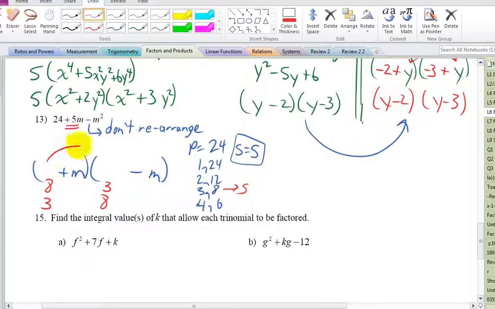the multiplication of the first number times the negative m would give us a negative. So where do we want the 8 to be? In order to be positive, we want the 8 to be at the back. That way we're going to get 3 times negative m, negative 3m. If the 8 is in this location, we will get 8 times m, plus 8m. Okay. That combines to give us the plus 5m.